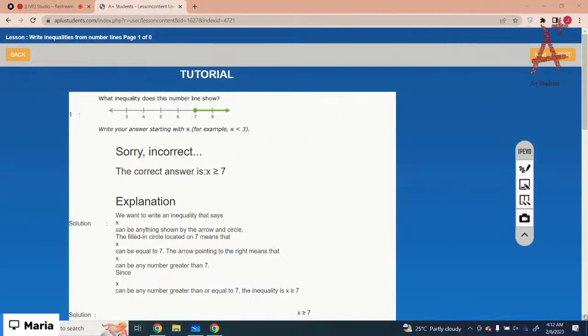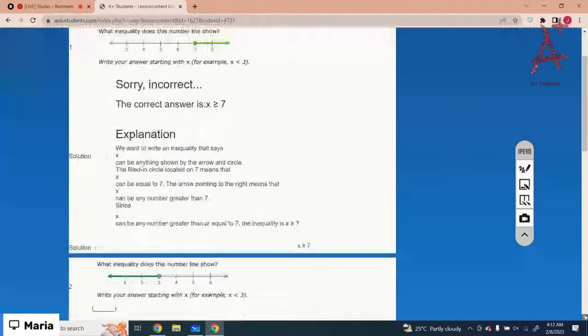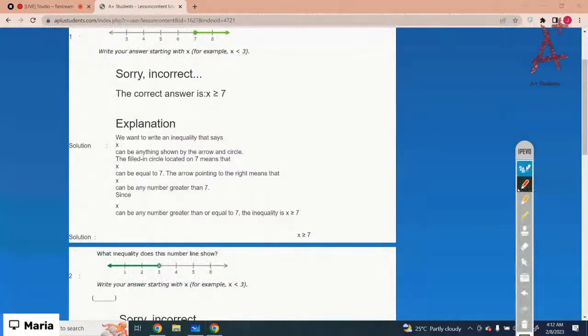Just read the graph, you can get the inequality. Like for this one, what inequality does the number line show? So you have an open circle at 3. Got it? That means x cannot be 3. Also the graph is pointing at the left hand side. That means all the numbers are less than 3. Got it?